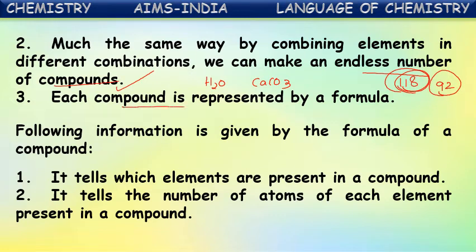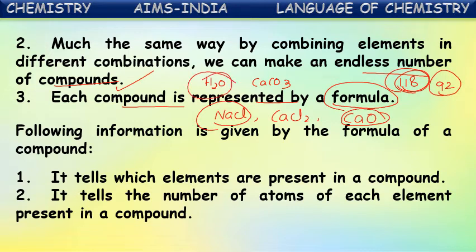Each compound is represented by a formula. See here, sodium chloride is there. What is the sodium chloride formula? NaCl. Calcium chloride is there: CaCl2. Calcium oxide is there: CaO. Instead of writing in letters, we can use the symbols. Those can make a formula. Calcium oxide, calcium chloride, sodium chloride and water H2O, CaCO3, calcium carbonate. So each compound can be represented with a formula.